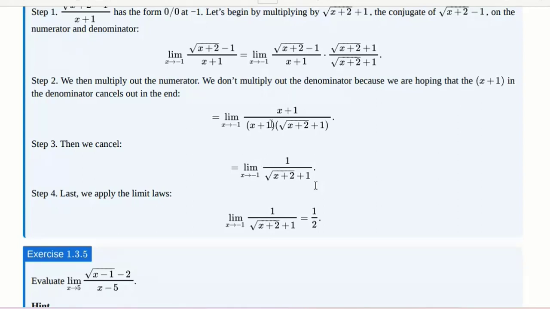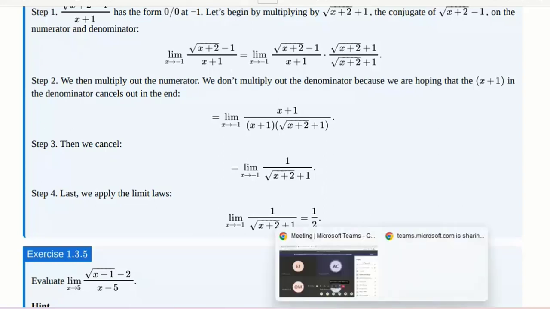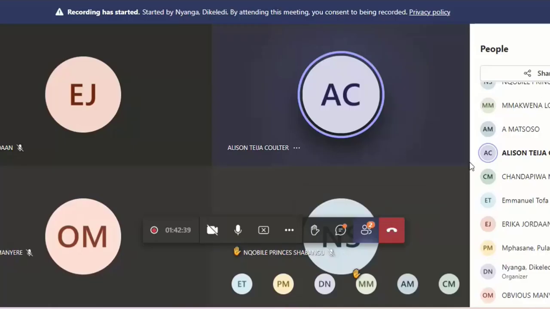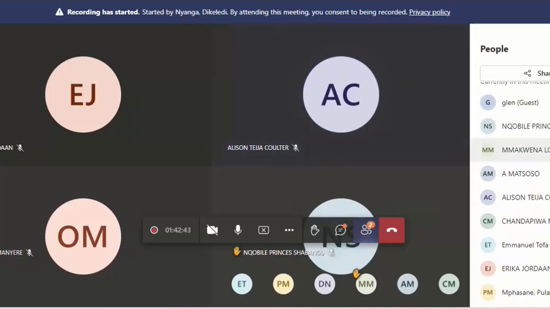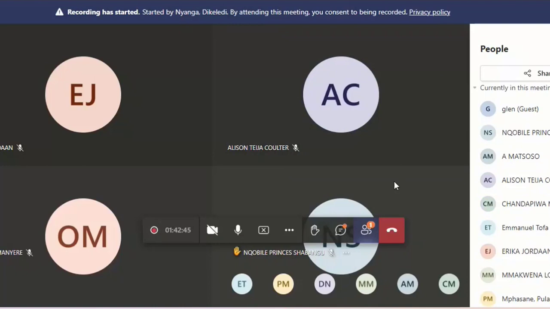So is this example making sense? I think if we went through an exercise, it might become a bit more clear. Yeah, but before we go there, this one must make sense before we go to the exercise. I see other people have their hands up as well, so I'll let them ask. Magwena, then followed by Princess.